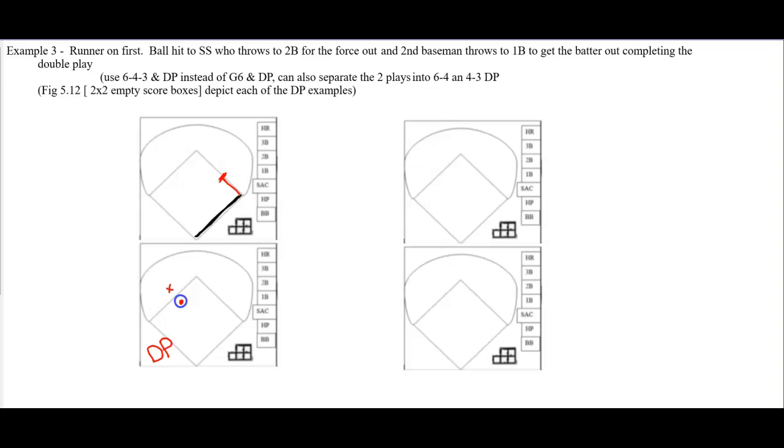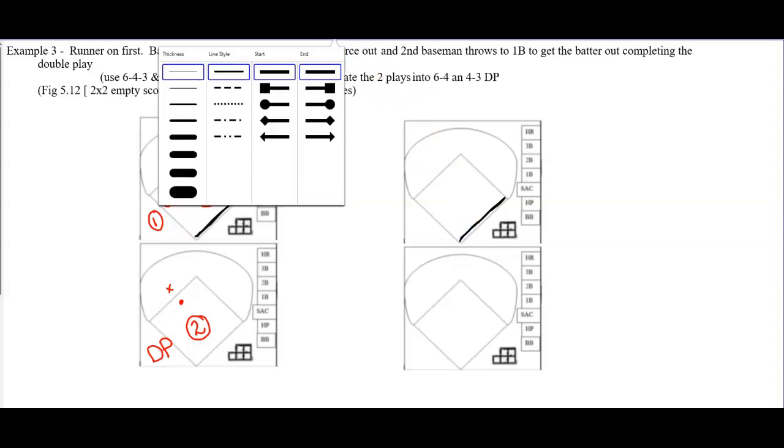Now, to depict how the outs were made, the shortstop fielded the ball, threw to the second baseman, and then completed the throw to the first baseman for the double play for out number 1 and out number 2. I find this the easier way of these two methods to score this without being too confusing. The next example is the exact same play, but we'll record it just a little bit differently.